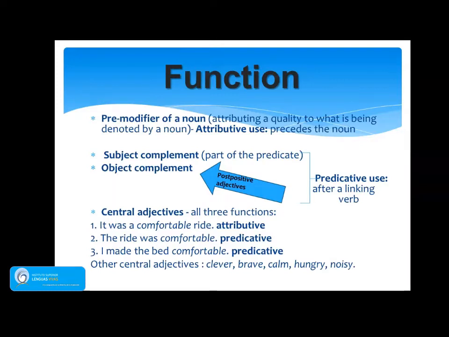When we find an adjective in all these three functions, we say that they are central adjectives because they can appear in all the three functions. And we have some others such as clever, brave, calm, hungry, and noisy.